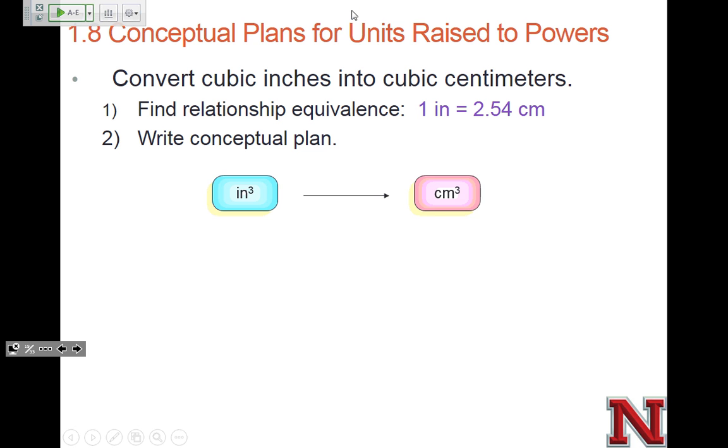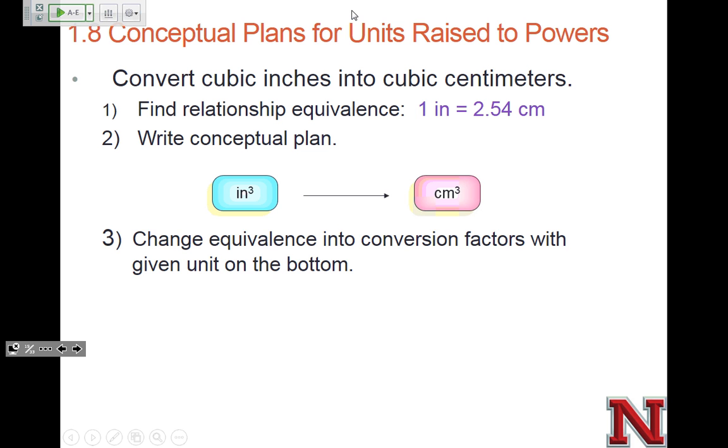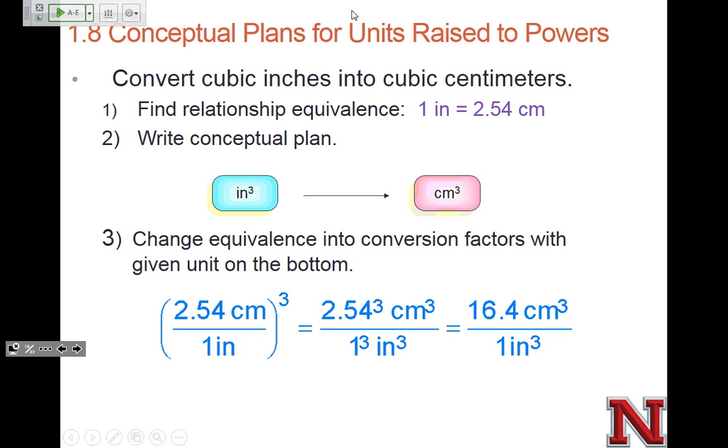So writing our conceptual plan, inches cubed to centimeters cubed, we're going to be using this relationship, but we're going to cube the entire thing. And again, don't make the mistake of writing centimeters cubed without cubing the number. Because you are cubing the number, which would be 16.4. So make sure that you cube the entire relationship. Of course, 1 is cubed because that's just 1. But don't make that mistake. You cannot just make this relationship cubed and not cube the numbers, the coefficients.